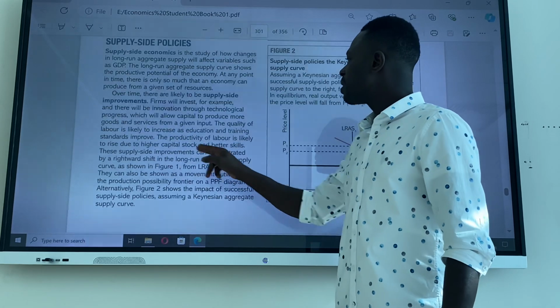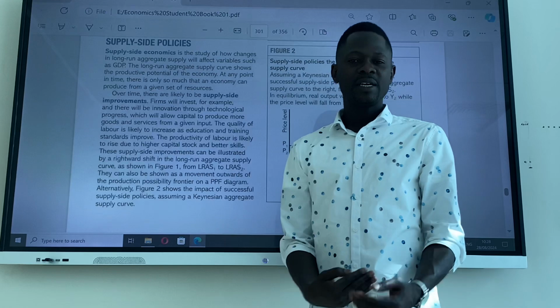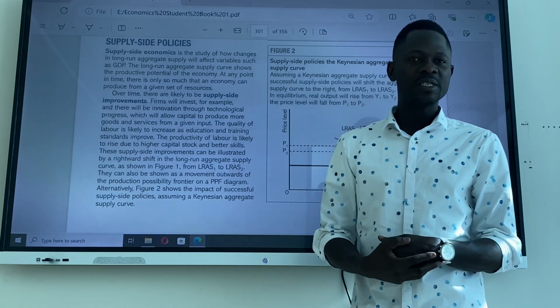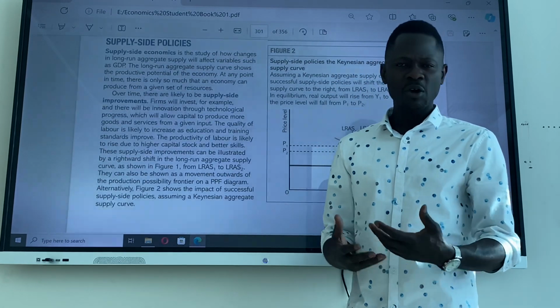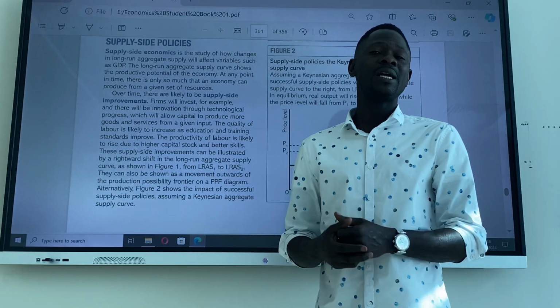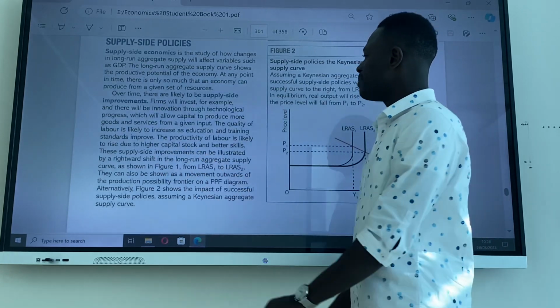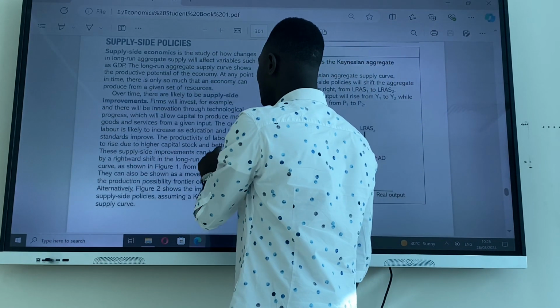The productivity of labor is likely to rise due to higher capital stock and better skills. So with education and training, the productivity of workers will increase because now they have more skills. Because training improves individual skills. And if you have more skills, that means you should be able to do more than what you used to do.